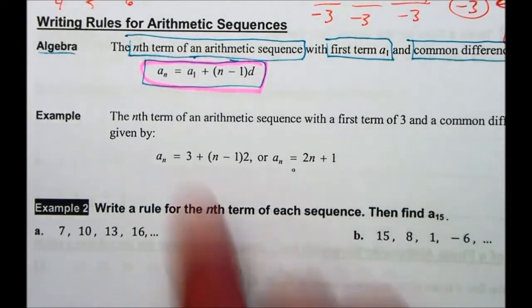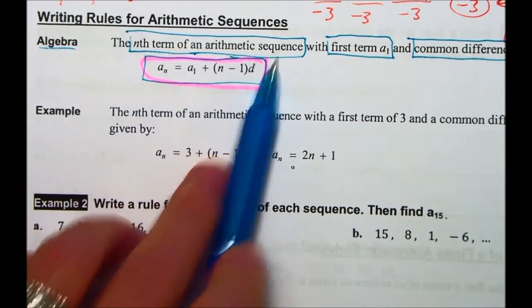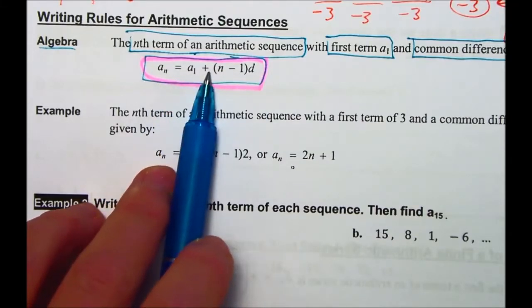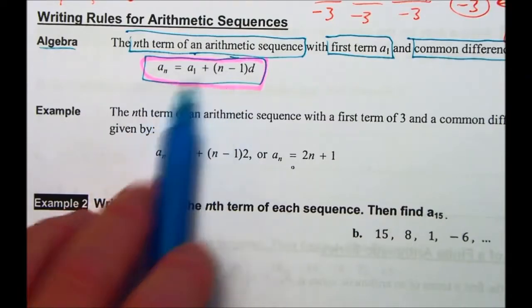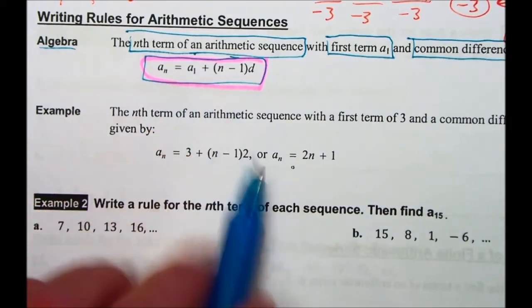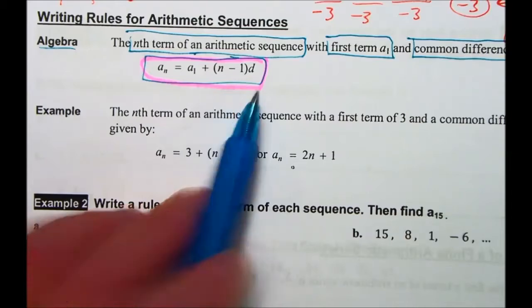So a sub n, which means the nth term of an arithmetic sequence, can be found by taking the first term, a sub 1, plus n minus 1. Again, the n is the position, so if it's the 15th term, you would put 15 in here, minus 1, and then times d, which again is your common difference.